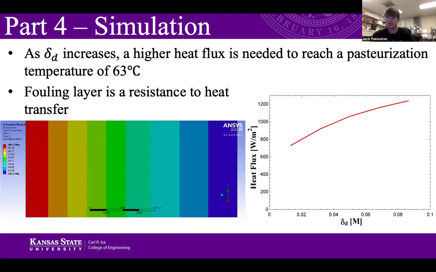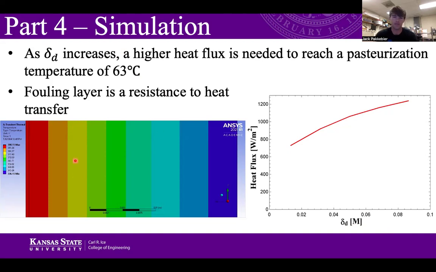So some of the results from doing that. I noted as I increased this fouling layer thickness, a higher heat flux was needed to reach my goal pasteurization temperature of 63 degrees Celsius. That's depicted in this plot right here. So heat flux, watt per meter squared, and the fouling layer thickness in meters. Basically, the underlying thing for this whole project is the fouling layer is a resistance to heat transfer, and it keeps being proven correct.